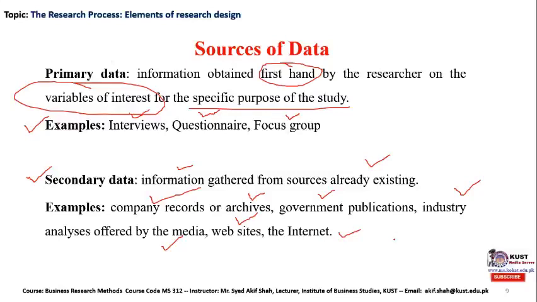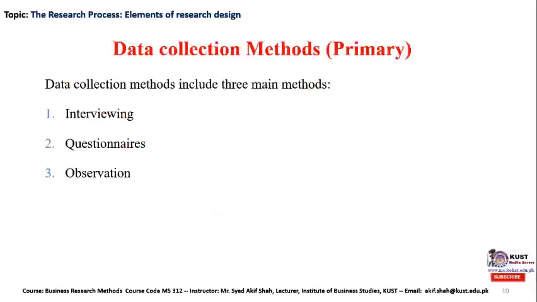our study. So secondary data is already published, already gathered, and existing in a raw form. The researcher just extracts the relevant data pertaining to his study. Whereas with primary data, the researcher is supposed to collect first-hand information with the help of interviews, questionnaires, and focus group techniques. Primary data collection methods are interviewing, questionnaire, and observation, which shall be discussed shortly.